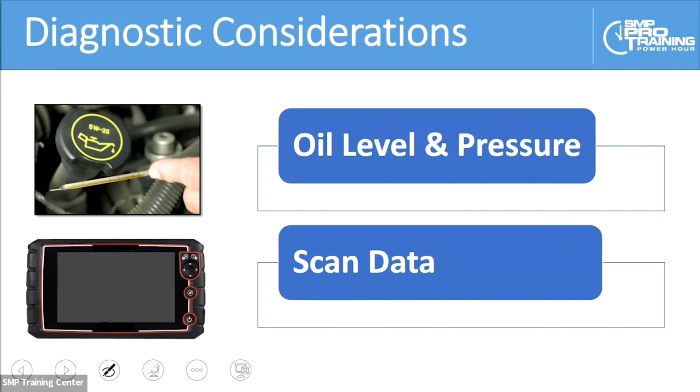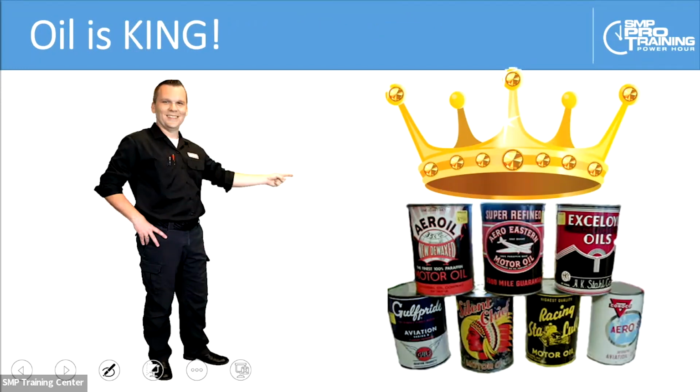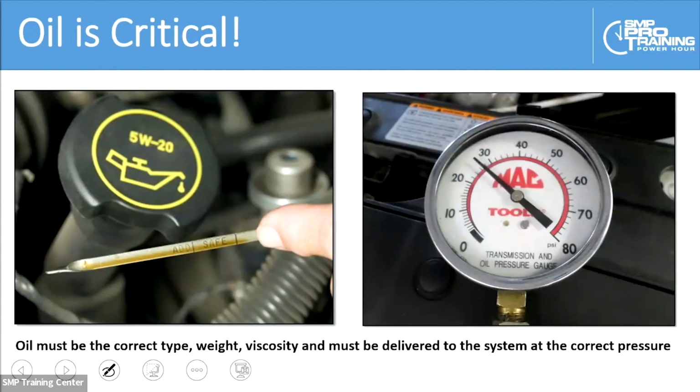Of course, if the owner of the vehicle is not properly servicing their vehicle, they're going to have problems. Scan data will also be very, very important, as we're going to see at the very end of this session. So again, as we said, oil is king. It's very, very important that we have not just the frequent oil changes, but the correct oil is used. It must be the correct type. It must be the correct weight, viscosity, and it has to be delivered to the system at the correct pressure.